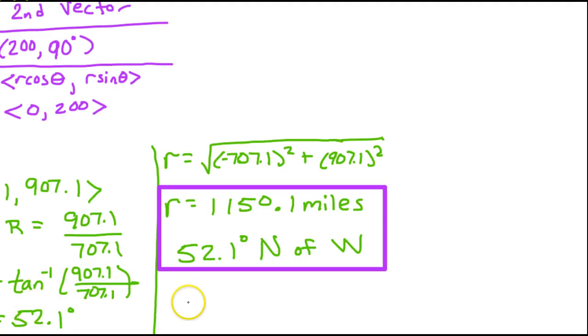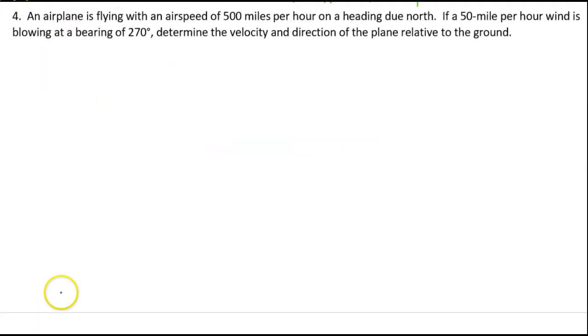Okay, let's go ahead and do one more problem. For number 4, an airplane is flying with an airspeed of 500 miles per hour on a heading due north. If a 50 mile per hour wind is blowing at a bearing of 270 degrees, determine the velocity and direction of the plane relative to the ground. Let's draw a diagram.